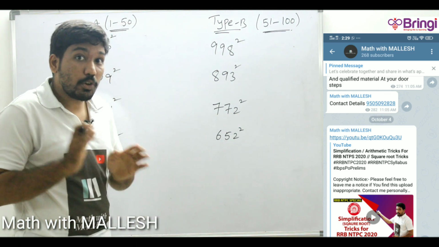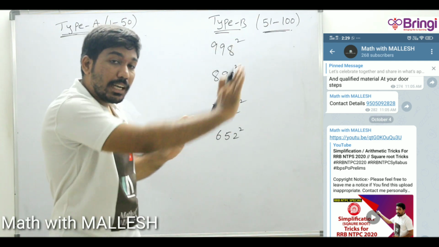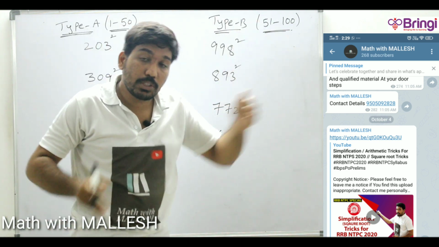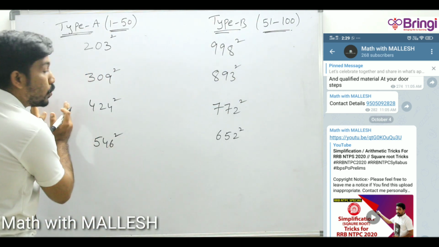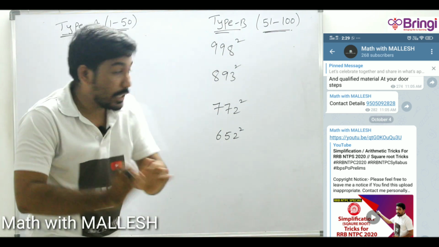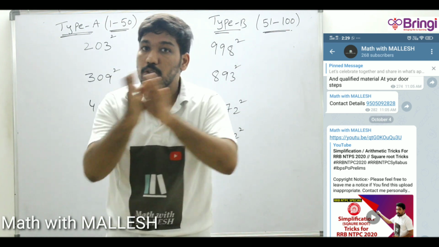And today we are going to concentrate mainly on 100 to 200, 200 to 300, 300 to 1000. We are going to solve from 100 to 1000, and we are going to solve two types. This is type A and this is type B. If you understood all the examples, then only you are going to complete 1 to 1000 squares.